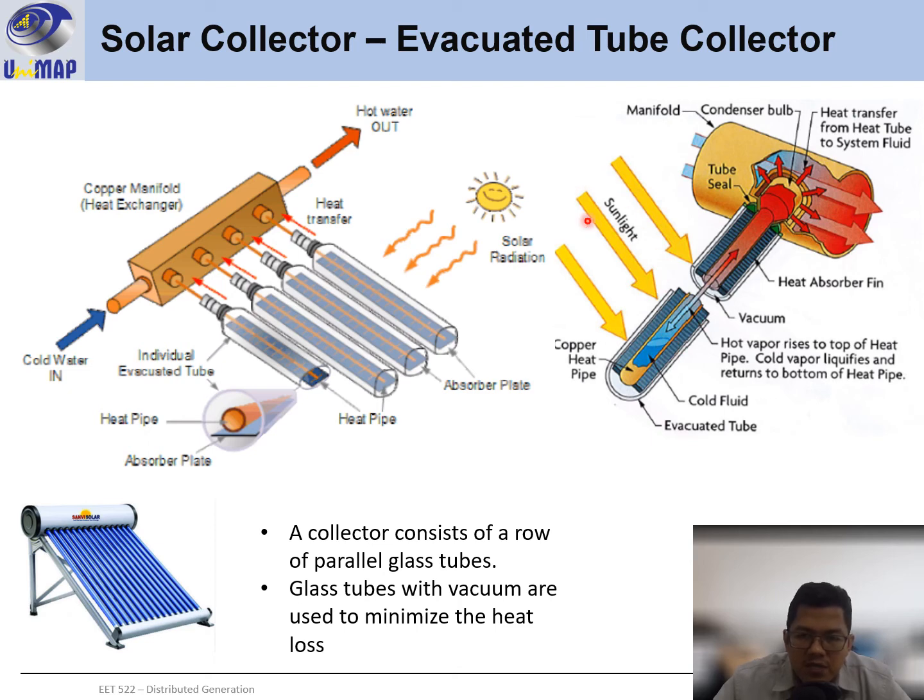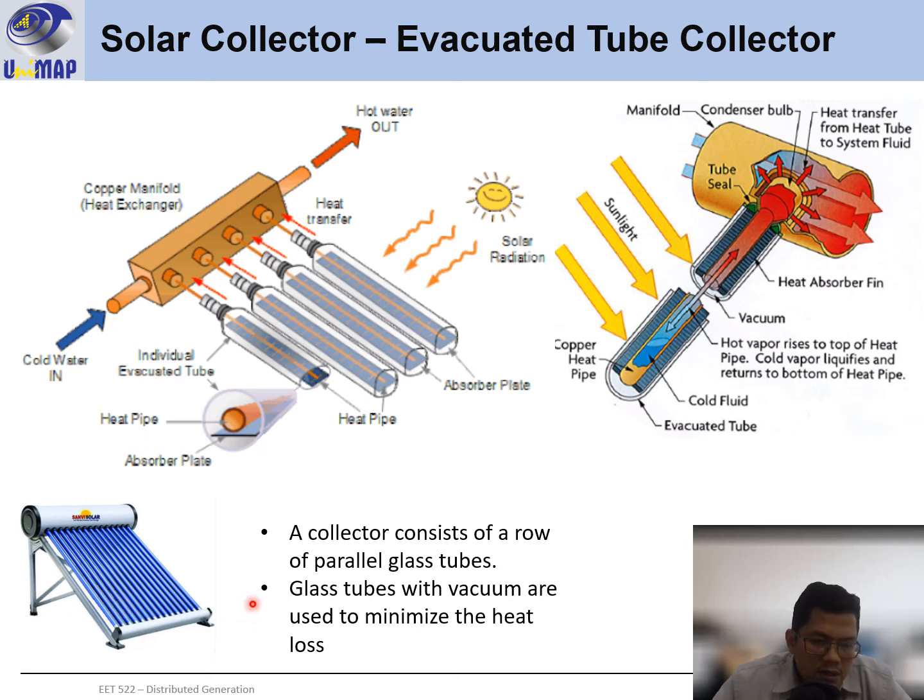So when it receives the heat from the sun, it will evaporate and turn into gas, and the heated gas will go to the top of the tube. Okay, and then the top of the tube will be connected to the heat exchanger. This heat exchanger usually will be placed inside the tank here. Okay, you see the actual product here.